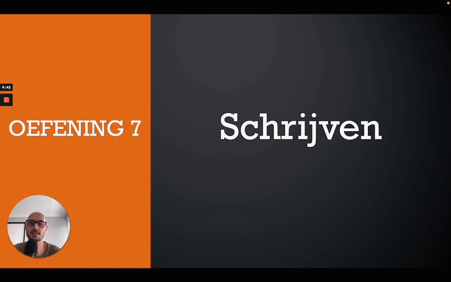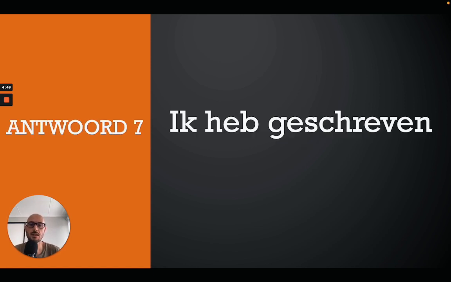Oefening 7. Schrijven. Schrijven is to write. How would you say I have written? Let's check it out. And it would be ik heb geschreven. I have written. Ik heb geschreven.